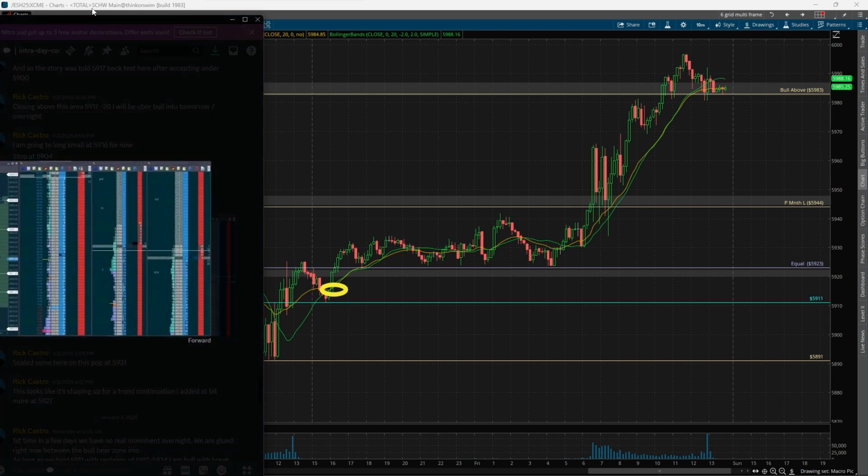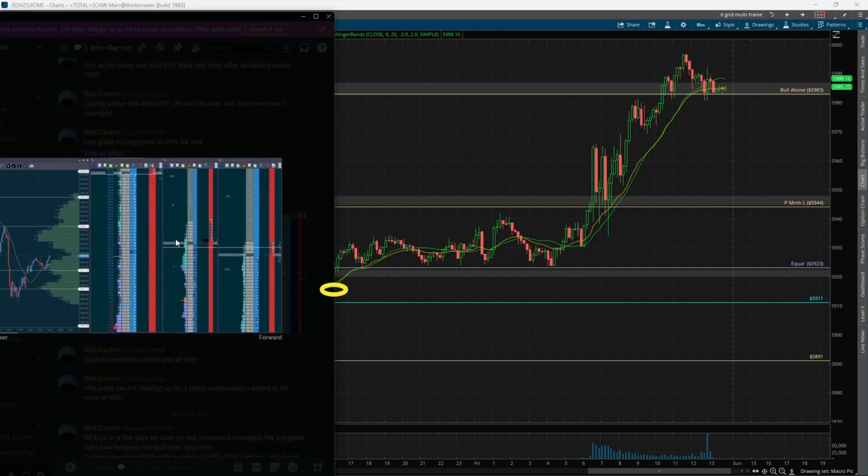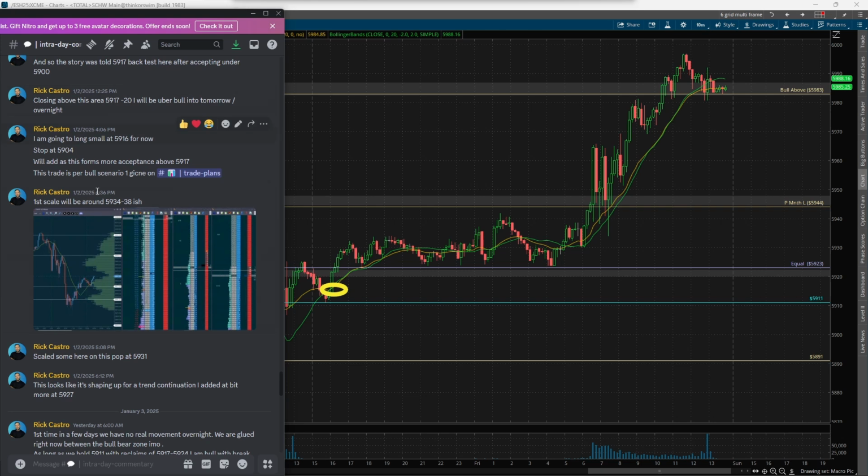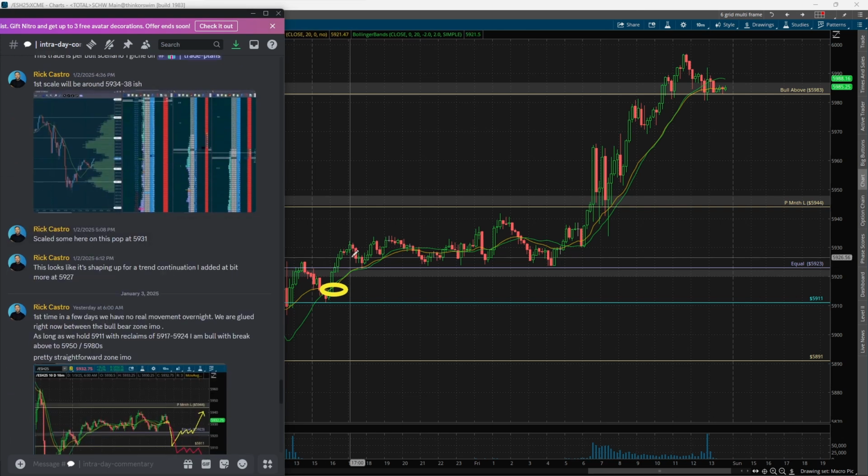This is me entering the position, kind of giving a general idea of where my entry was, kind of sharing with the group. Scaled some at 31. So initially, as the overnight trade happened, price moved in my favor relatively quickly that night. And I scaled some out here at 31. Once I saw that really strong pop that came out of nowhere at about 6:12, this looks like it's shaping up for a trend continuation. So I said, I'm going to add some more.